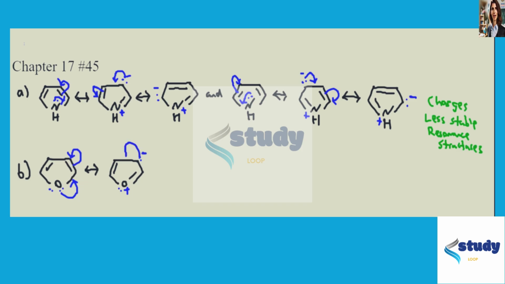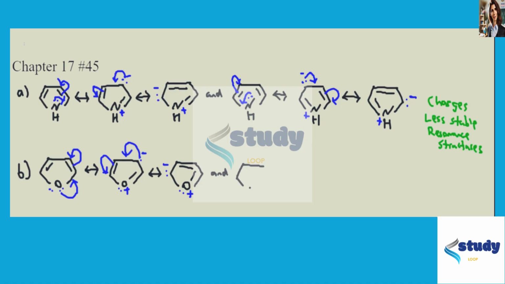And then again, just like pyrrole, the electrons are going to move like that. And so that's going to take us to here. And so we have a double bond here and a double bond here. And so again, the oxygen's only going to have one lone pair, and it'll have a positive charge on it. And the lone pair is going to be on the left carbon there.